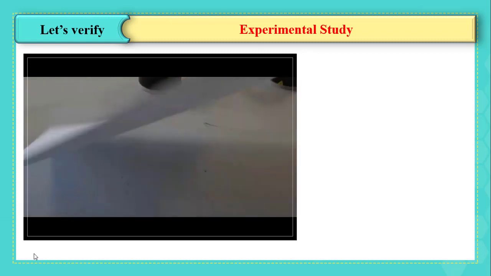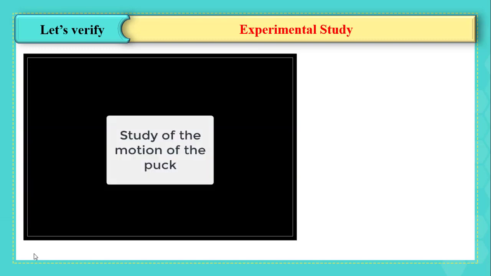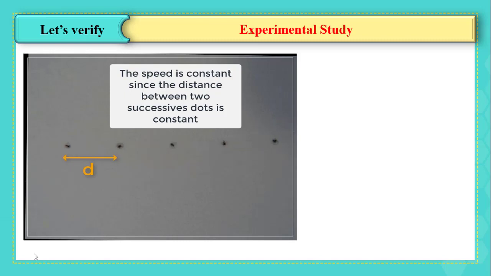Now we will set the puck in motion on the horizontal air table. First, let's study the type of motion of the puck in this situation. We noted that the puck's trajectory is a straight line and the distances traveled during equal time intervals are equal. So the puck is moving in a uniform rectilinear motion.